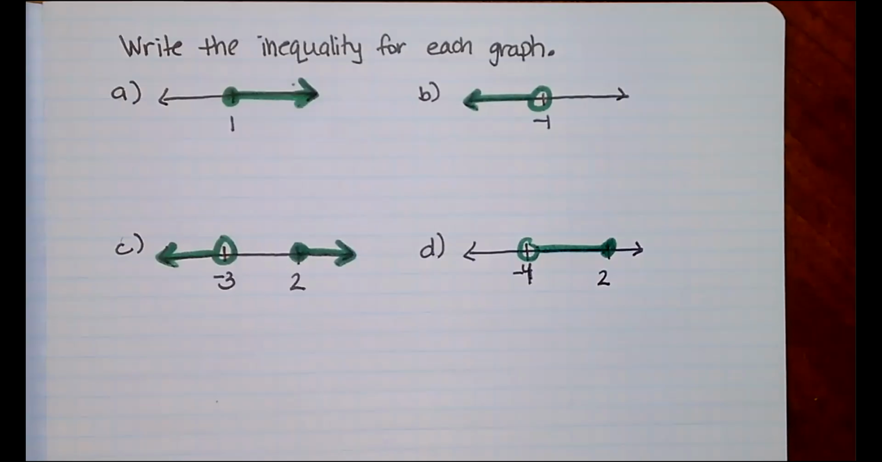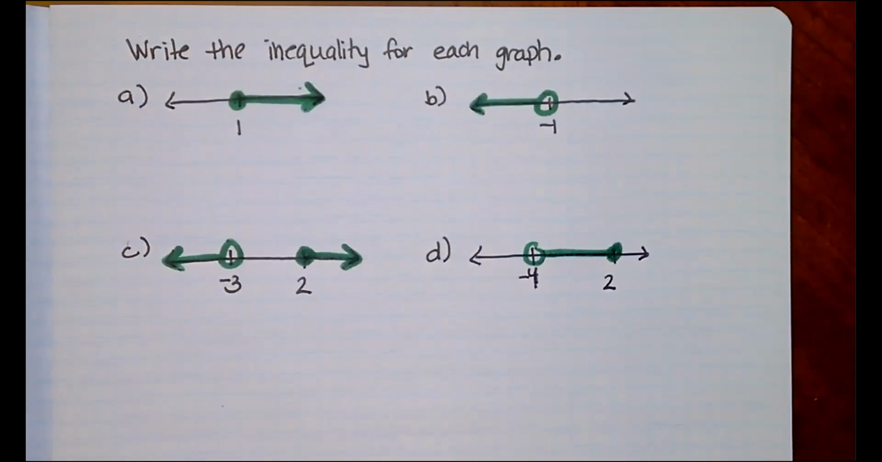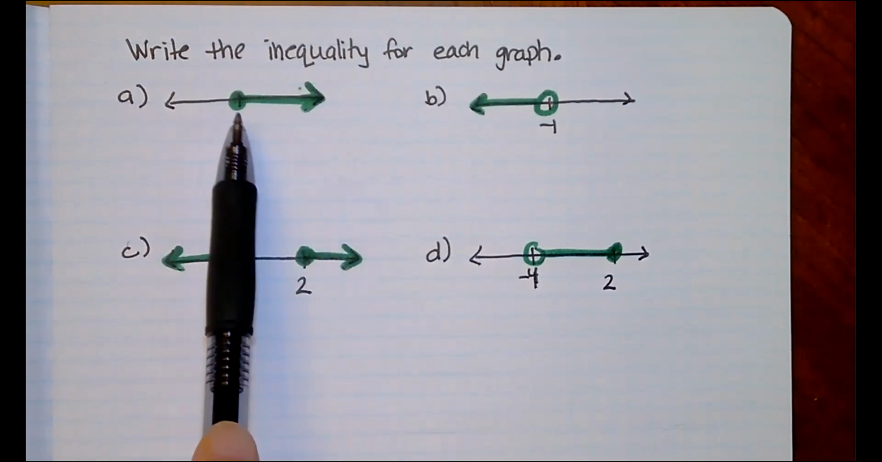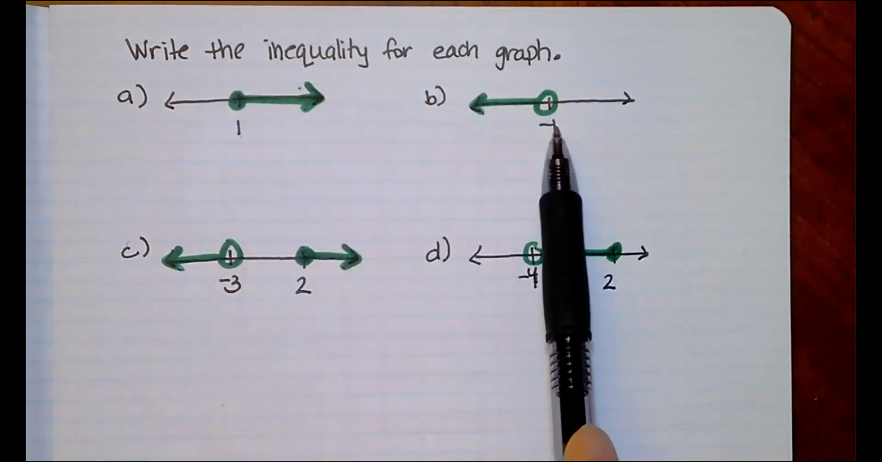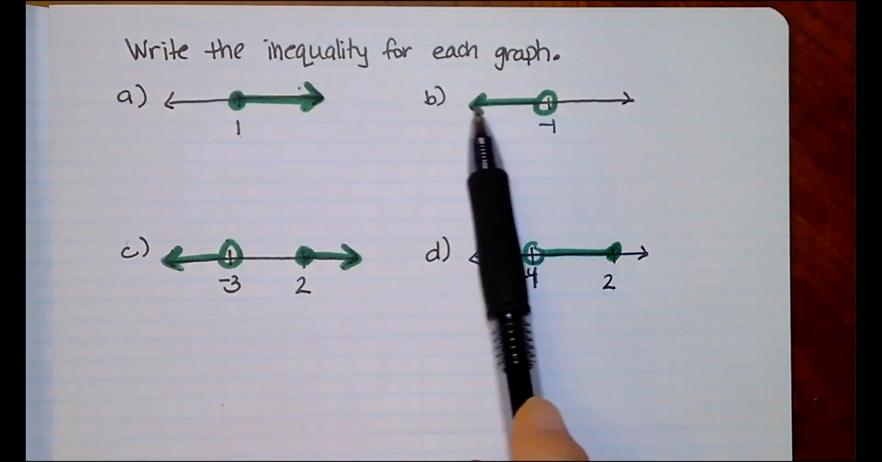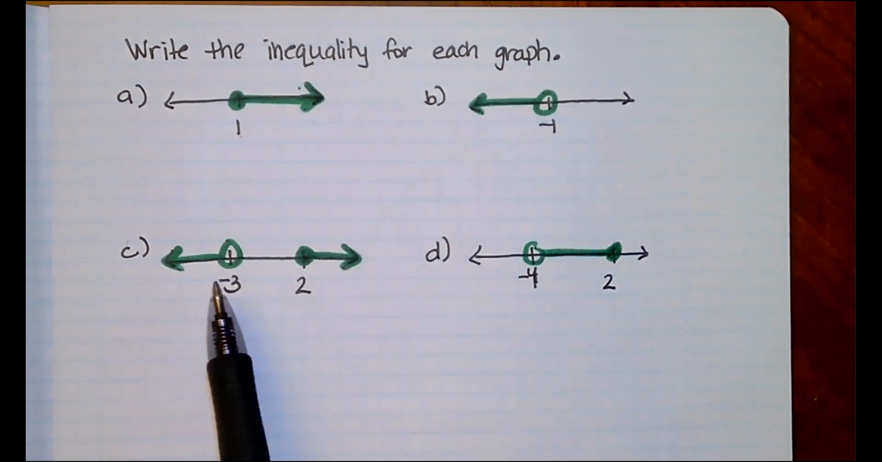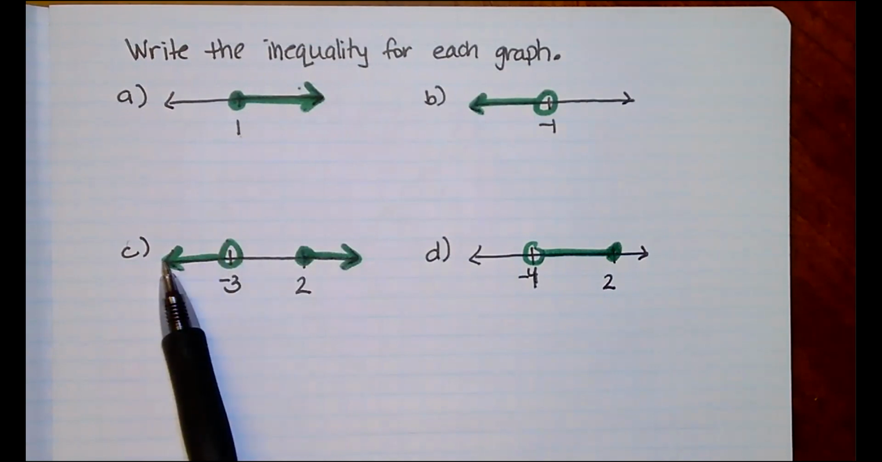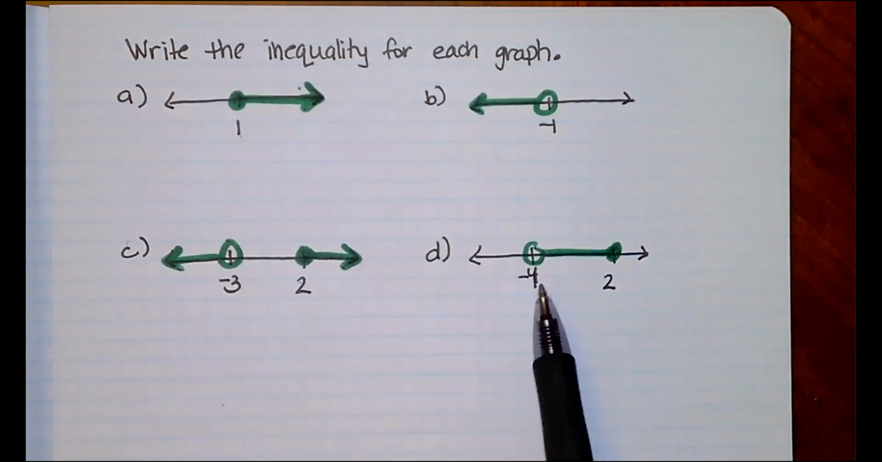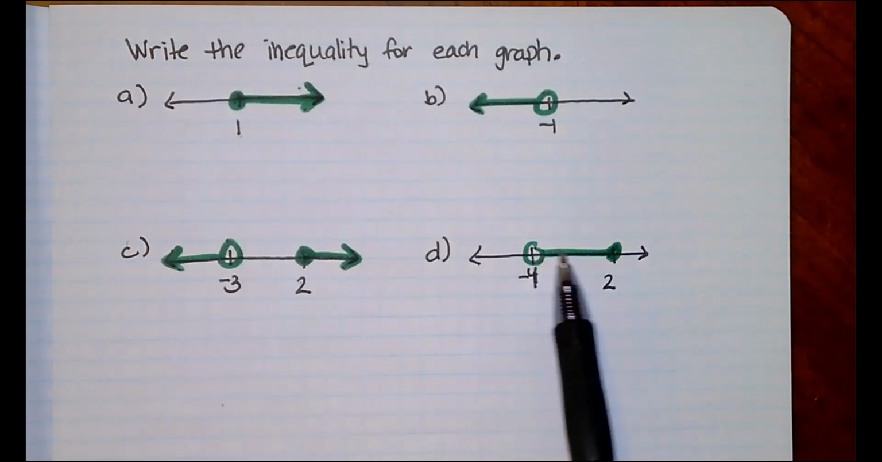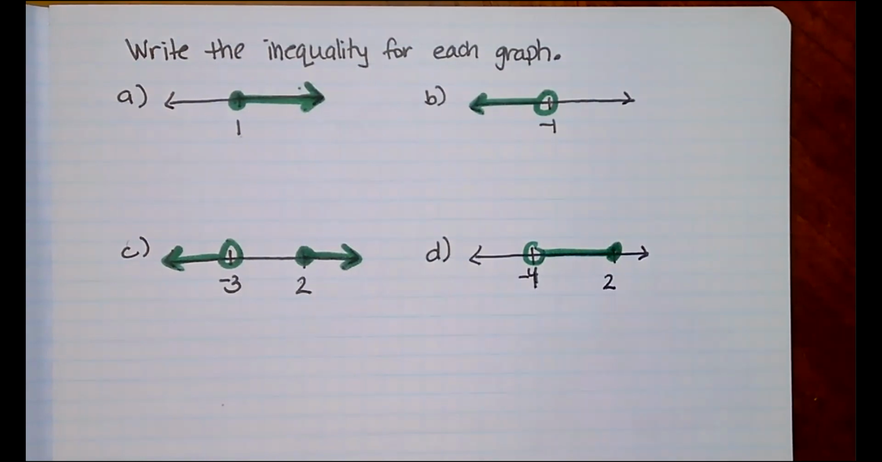Okay, so this is what I copied down onto my paper. So if you haven't gotten them down, make sure you get them down now. So here, again, this one, I was starting at 1, had a closed dot shading this direction. On B, -1, open circle, shading this direction. On C, -3, open circle, shading this direction, and 2, closed circle, shading this direction. And then D, open circle at -4, closed circle at 2, shading in between. So I'm gonna stop and let you guys write the inequalities for this. And afterwards, we'll check your answers.